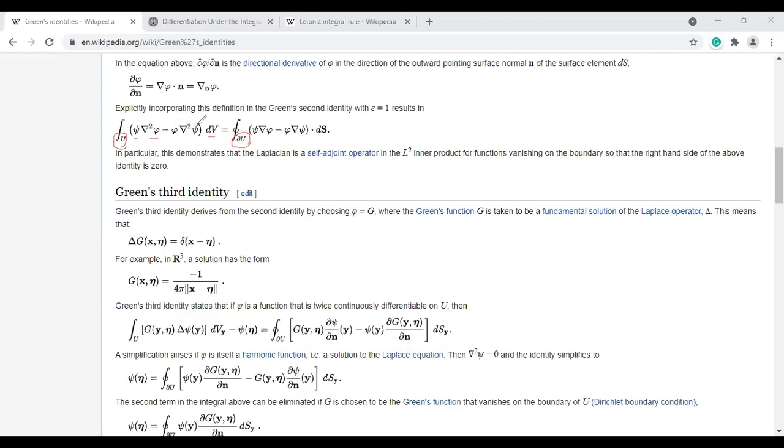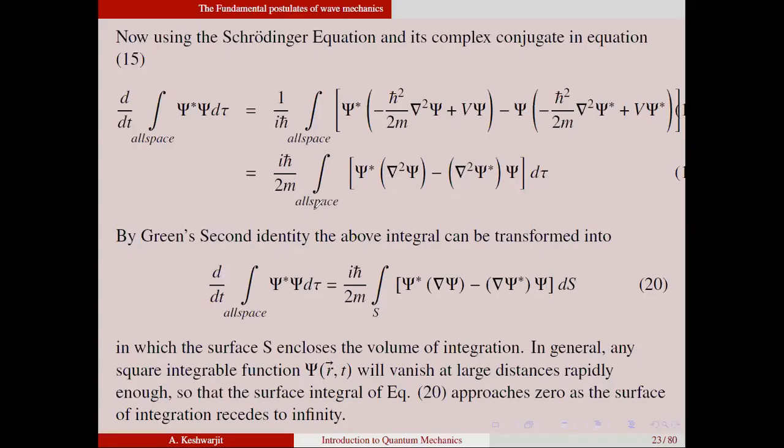And since this is a volume, the surface enclosing this volume should be a closed surface. Only a closed surface can enclose a volume. So this surface integral is a closed surface integral, the circle of integration. So using this property, the volume integration over all space can be changed to surface integration, and the Laplacian can be changed to gradient. Now using Green's second identity, the above integral can be transformed as d by dt of psi star psi on the left hand side, then iħ by 2m, this constant is kept here.